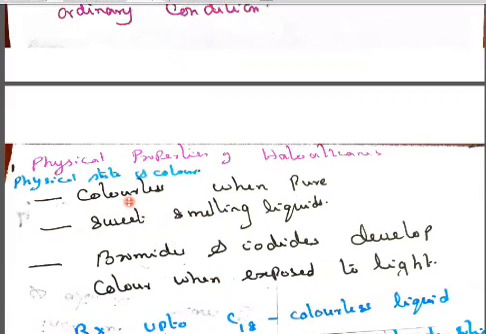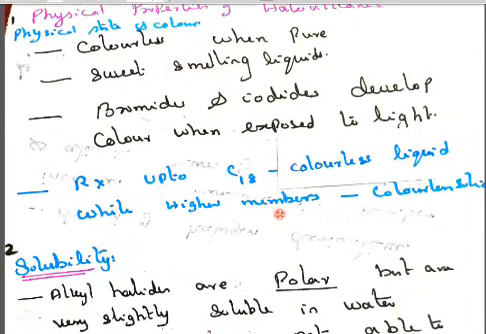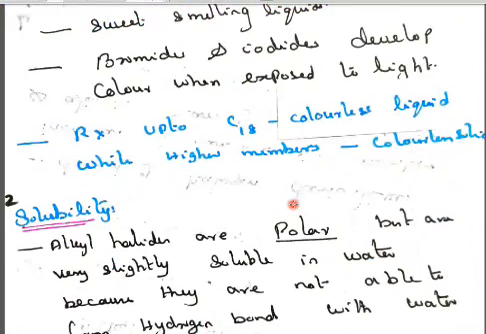Next one is physical properties of haloalkanes: physical state and color. They are colorless only in the pure state, and they are sweet smelling liquids. Bromides and iodides develop color when exposed to light. So RX up to C18 is a colorless liquid, and higher members are colorless solids.